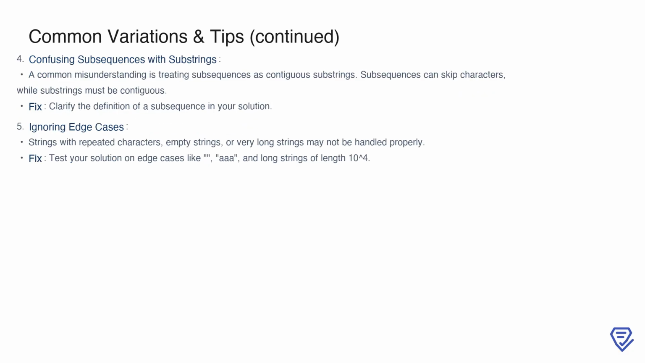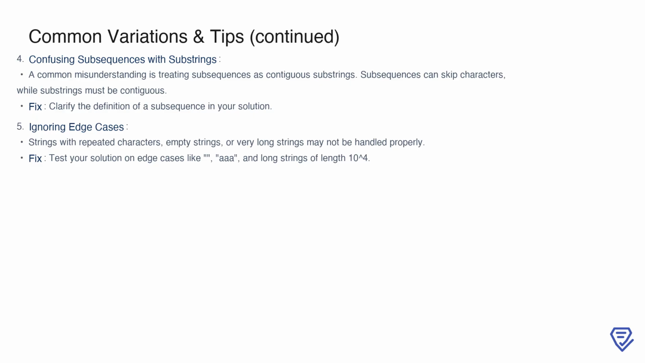Another common variation to be mindful of is the confusion between subsequences and substrings. It's crucial to understand that subsequences can skip characters, while substrings must be contiguous. Misinterpreting this distinction can lead to incorrect logic in your solution. To avoid this, make sure you have a clear definition of what constitutes a subsequence.